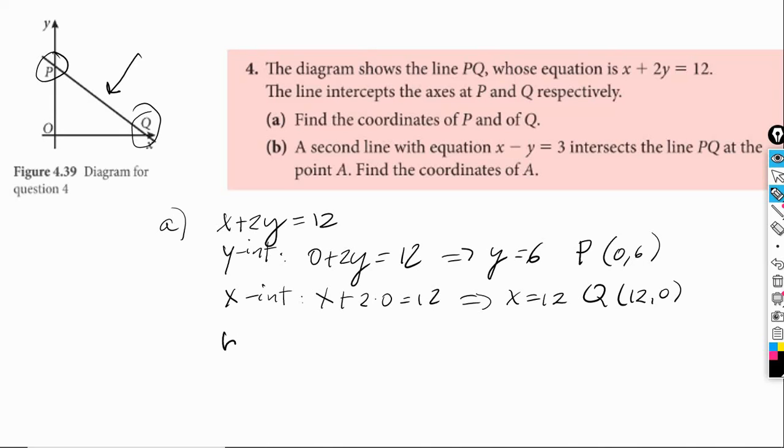Okay, for part B, they tell us that there's a second line, x minus y equals 3, which intersects PQ at point A. Find the coordinates of A. Remember that whenever we want to find the intersection between two lines, that can be solved with a system of equations. So we have x plus 2y equals 12 as our first line, and x minus y equals 3. Because this has two variables, we need to eliminate one.